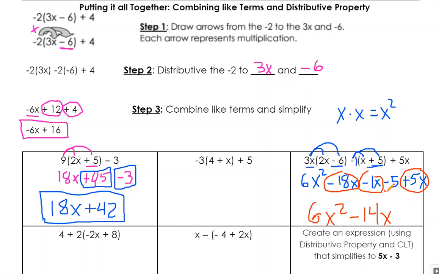All right, what am I left with? Well, I'm left with this minus 5. There's no other constants, so I just bring that down. Minus 5. And this right here is my final answer.